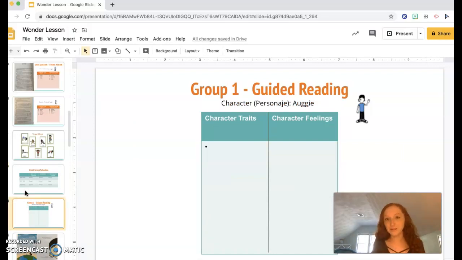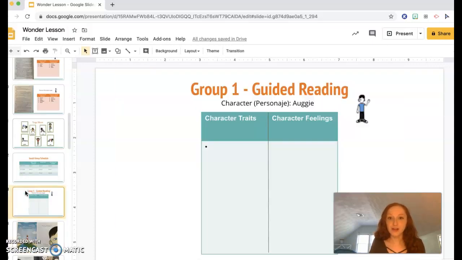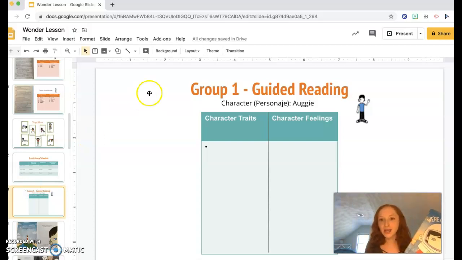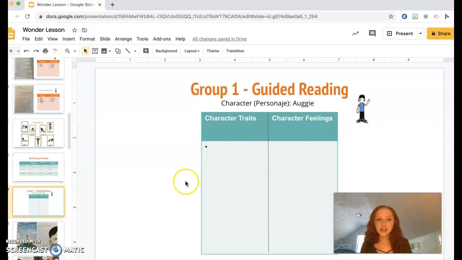So this is an example. In group 1, which is my students who are below grade level in this literacy skill, which I will have assessed prior to the unit, students will have this chart to reference, and I'll go through this book with them. We Are All Wonders. And we'll think about what character traits we see and what character feelings we observe in Augie. And I have a little picture of Augie right there.